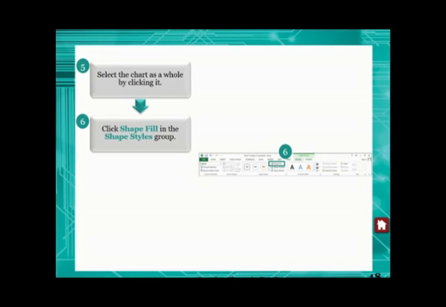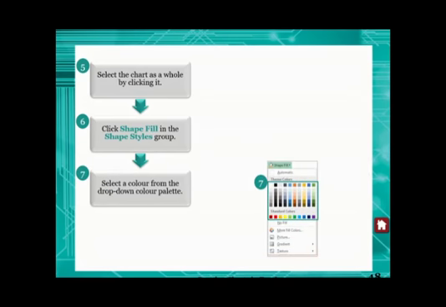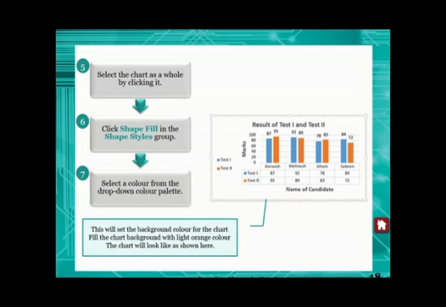Select the chart as a whole by clicking it. Click Shape Fill in the Shape Styles group. Select a color from the drop-down color palette. This will set the background color for the chart. Fill the chart background with light orange color. The chart will look as shown here.